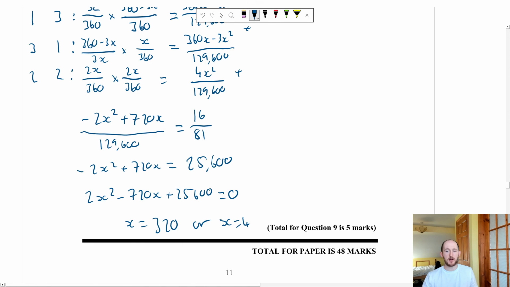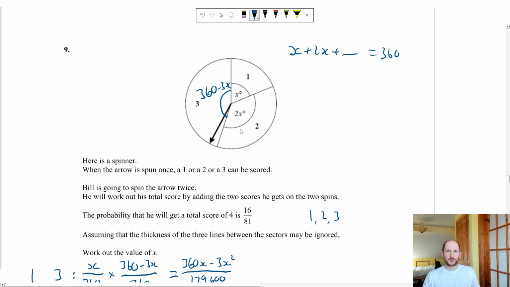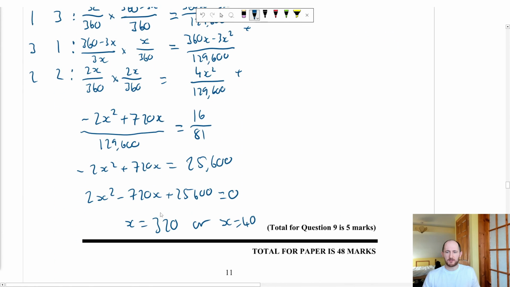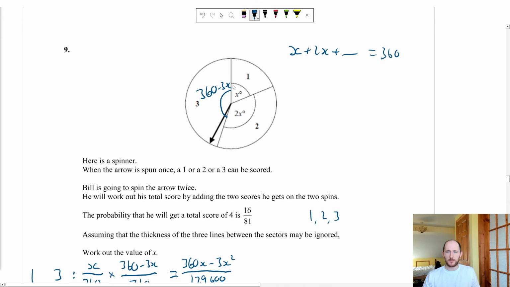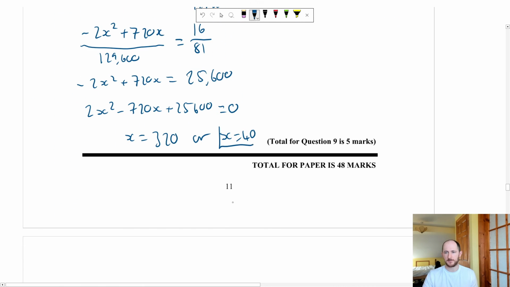Interesting, but it can't be both. So which one is it? It's a pretty good question. This is why I like this question. It's very layered. If x is 320, well, then we're going to have 320 plus 640. That's already bigger than a circle. So the only option is for x to equal 40.